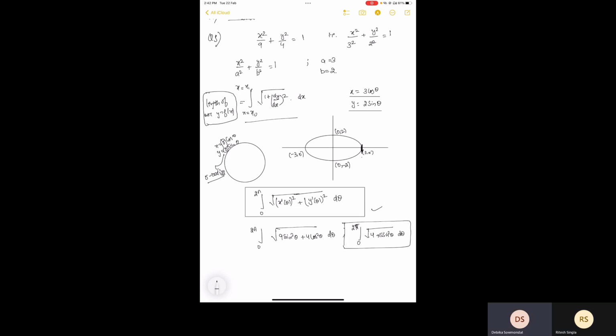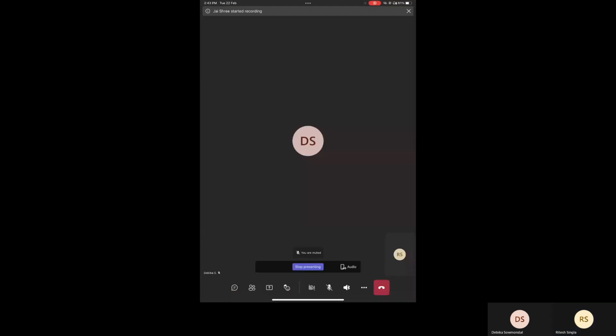Yes, sir, it's clear. Sir, if we just solve root over of 1 plus dy dx whole square, no, if then you do, just a second. I'm in the middle of a call. Just a second.